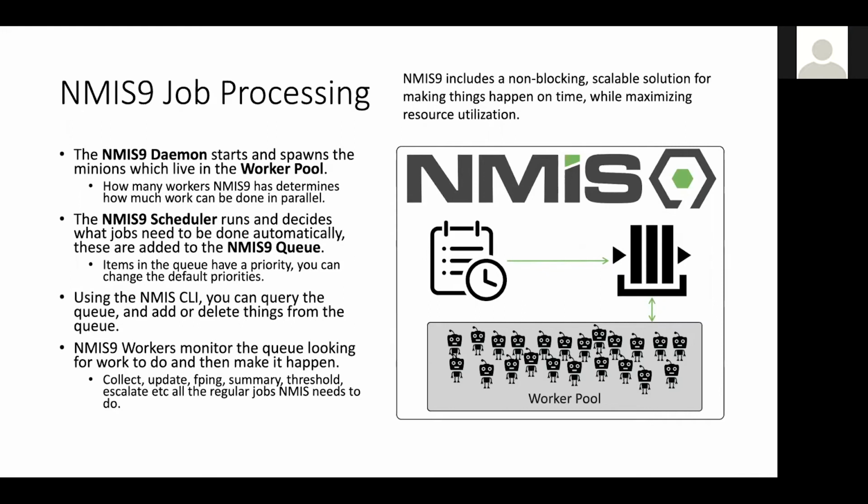So the NMIS9 daemon starts. At its core, it has a scheduler. It's running all the time, figuring out what needs to be done. As it sees things that need to be done, it creates jobs and they're added to the NMIS9 queue. So we have our scheduler sitting here, pushing things into the queue, and then the worker pool looks for things in the queue and executes those things.